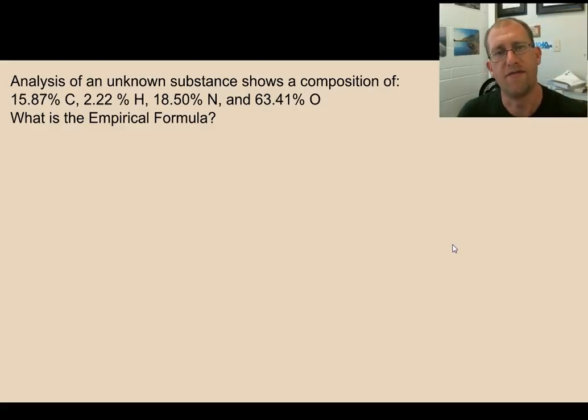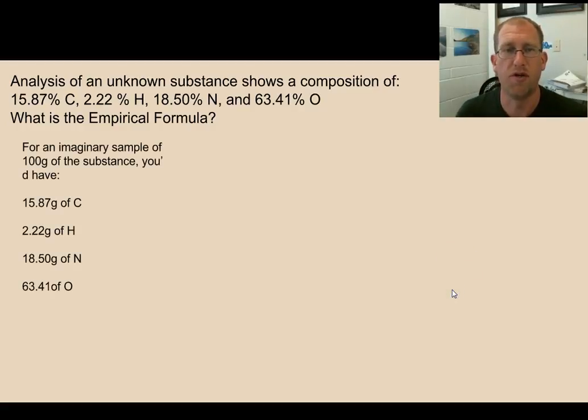If we have an analysis of an unknown substance, and it has a composition of 15.87% carbon, 2.22% hydrogen, 18.5% nitrogen, and 63.41% oxygen, then I can determine its empirical formula based on this information. So first thing I'm going to do is pretend I have a 100-gram sample of this substance. That just makes the math easier.